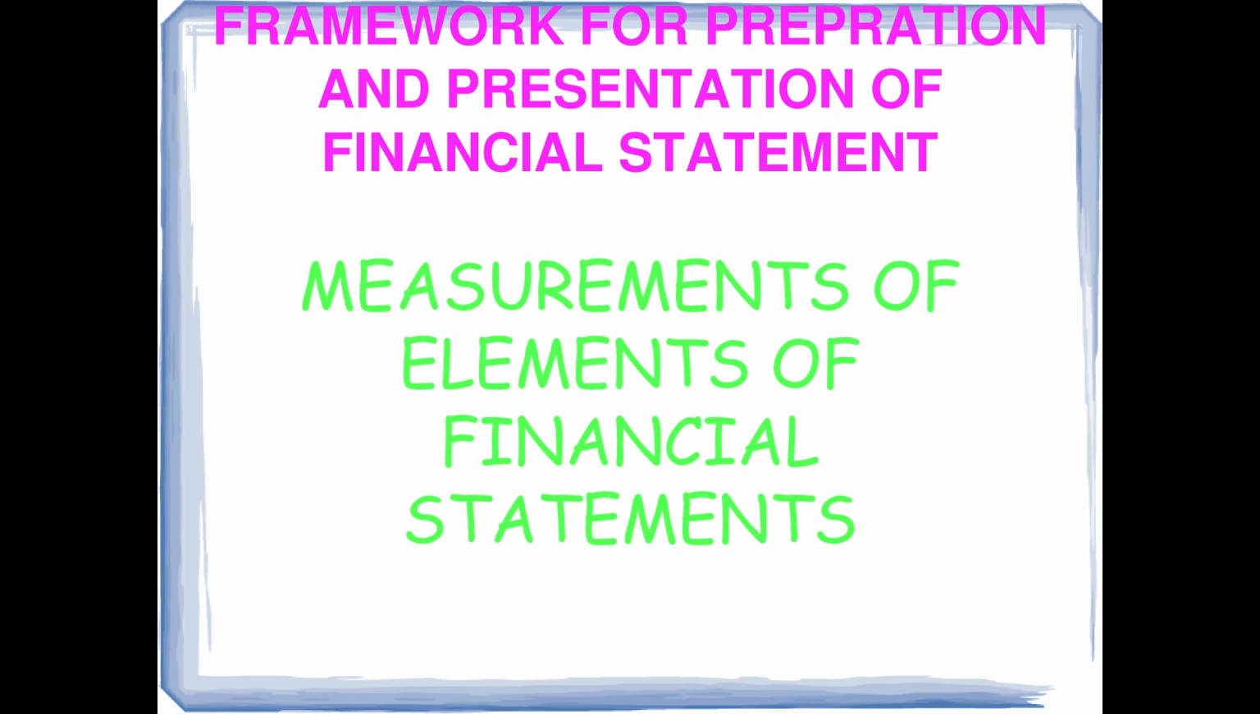Current cost. Current cost gives an alternative basis. Assets are carried at the amount of cash or cash equivalent that would have to be paid if the same or an equivalent asset was acquired currently. Liabilities are carried at the undiscounted amount of cash or cash equivalent that would be required to settle the obligation currently.